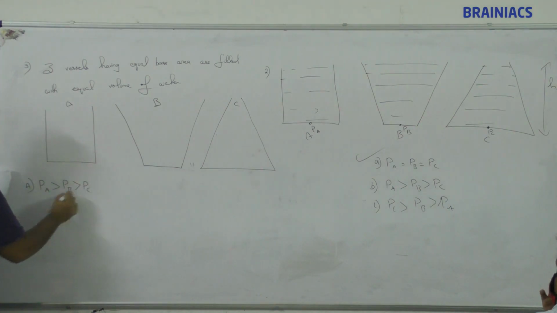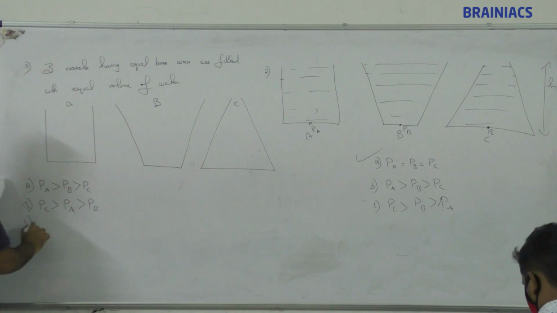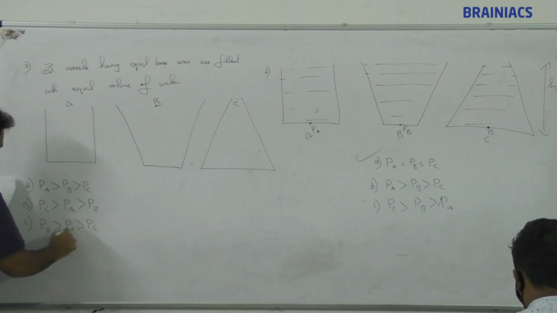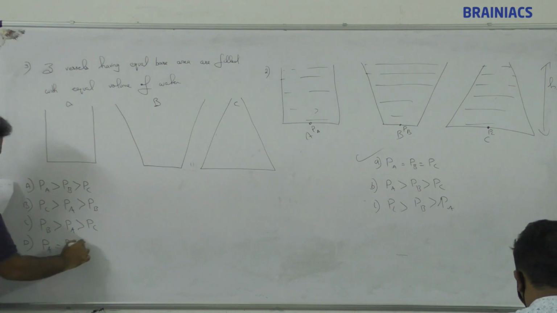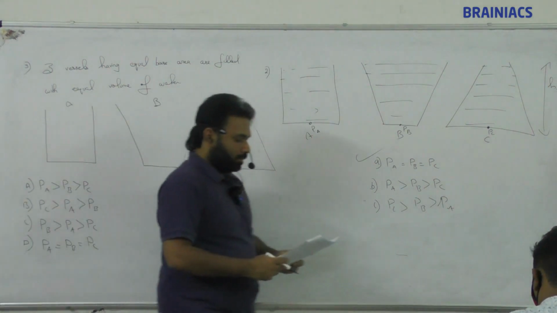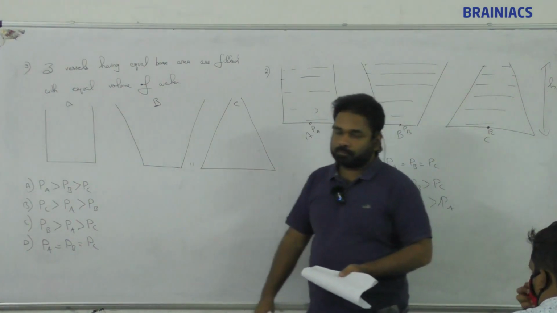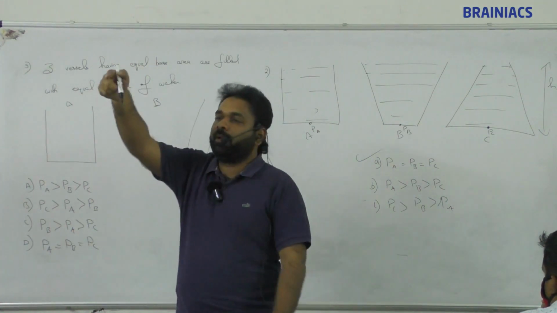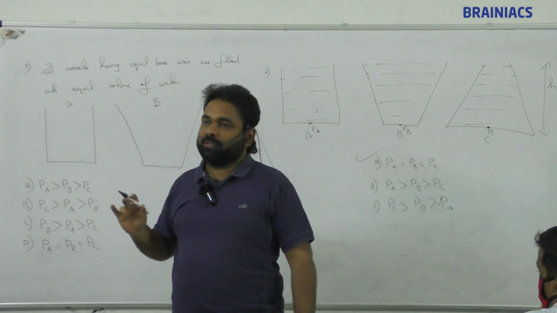PB greater than PC, PA greater than PB, PB greater than PA greater than PC, PA equal to PB equal to PC. Which is correct? B. Any other answer? Interact, no worries. You came today for the first time. Your good name? No need to stand up, just sit and say.